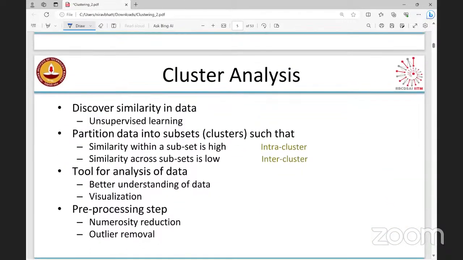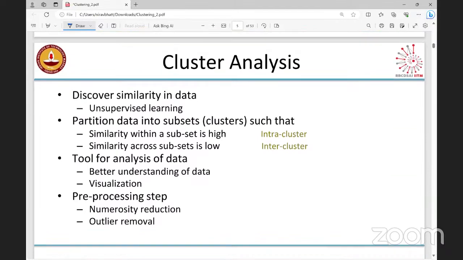So what is clustering analysis? Clustering analysis tries to discover similarity in the data using unsupervised learning techniques, which try to partition. So I have data, and I try to partition the data into subsets of clusters.